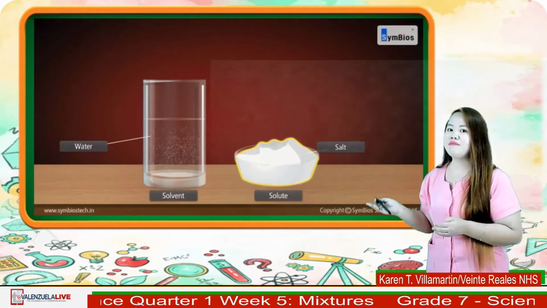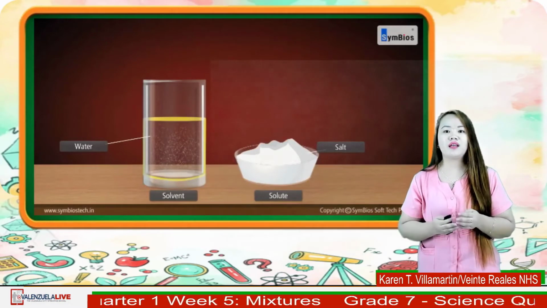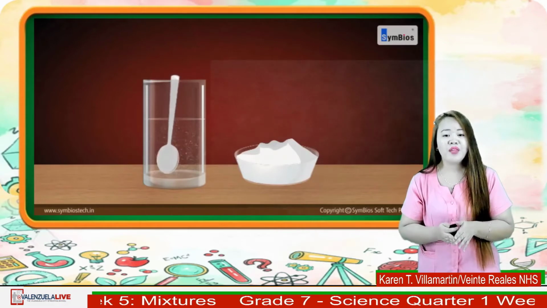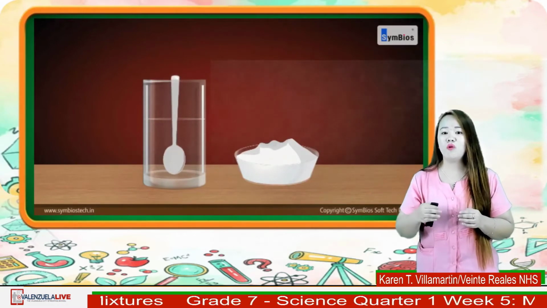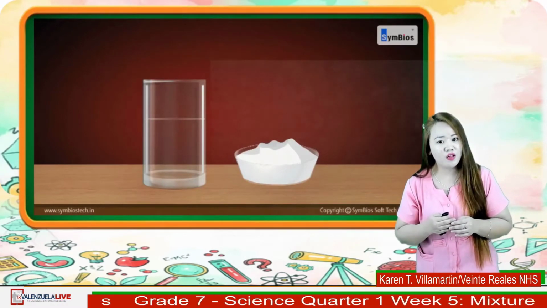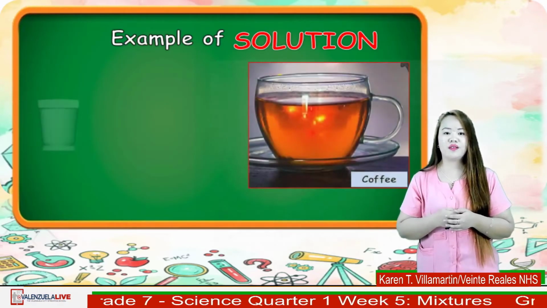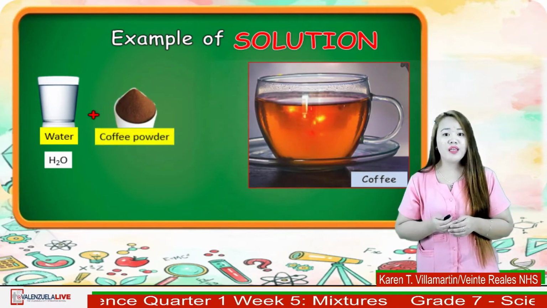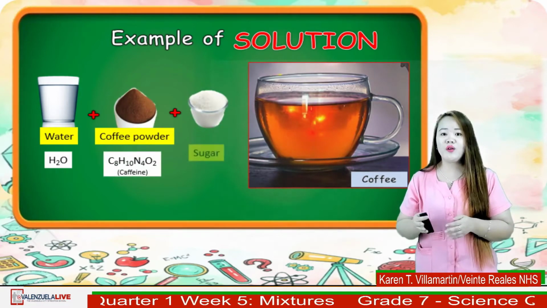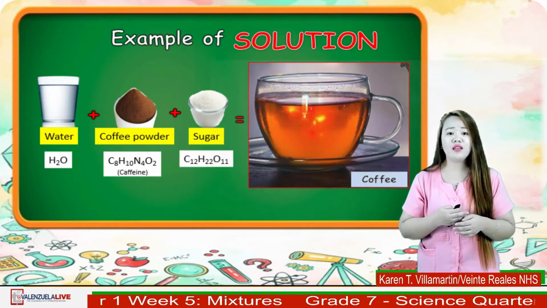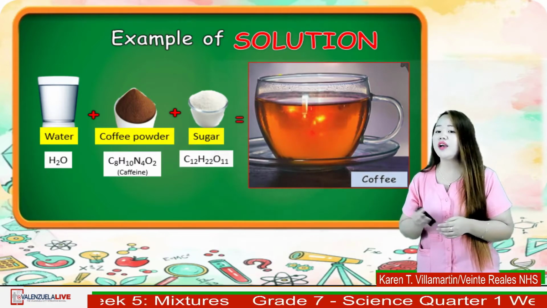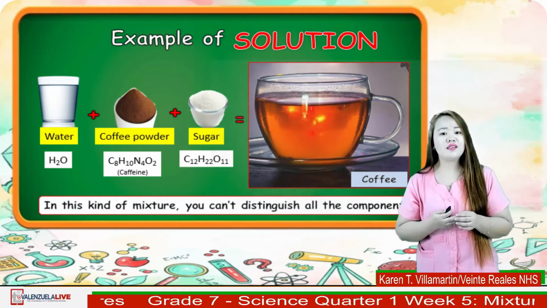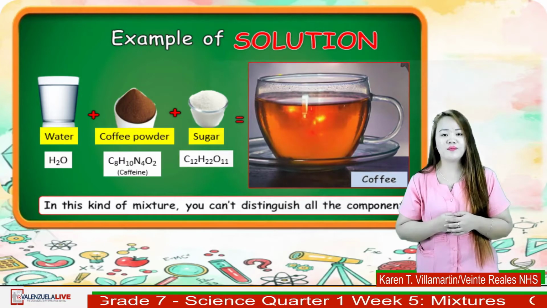When the salt is mixed in the water, its particles separate and go in between the particles of water. And as the salt dissolves in the water, it forms a salt solution. Coffee is also an example of a solution. It is a mixture of water, which is the solvent, while coffee powder and sugar are the solute. In this kind of mixture, we cannot distinguish all the components.